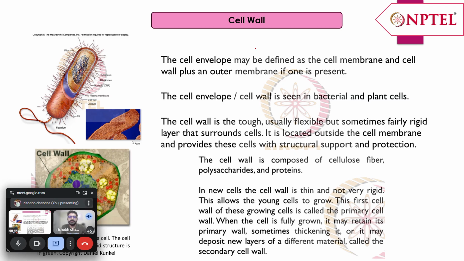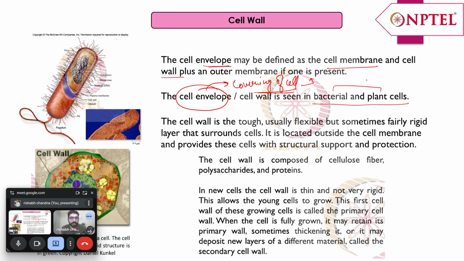So basically, there is a term called cell envelope. The cell envelope is the covering of the cell. It involves both the cell membrane as well as the cell wall, and any other membrane that is present outside of these two. In the case of bacterial and plant cells, we have a specialized membrane, that is the cell wall.